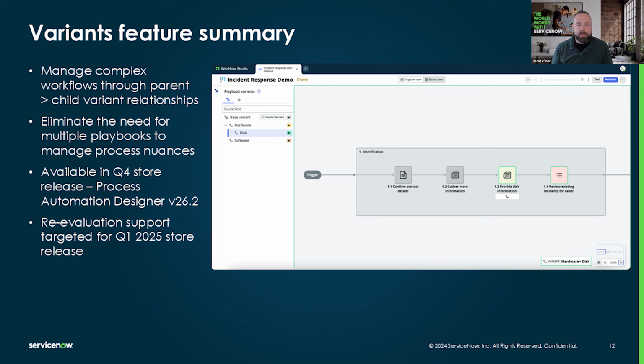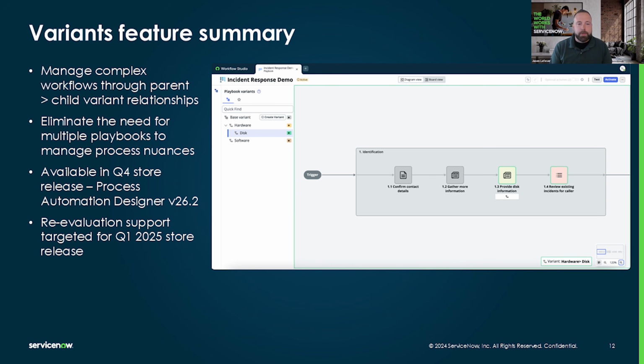Excellent. Well, let's talk about one more feature that we've just introduced. It's coming out this week with our Q4 store release for Playbooks, and it is called Variants. So picture a world where you may have rather complex processes. Not all processes are linear. Not all processes are straightforward for a singular use case. We have global organizations and we have global processes, and these processes may have nuances depending on the department that you're in, or the severity of the situation, or the geography.